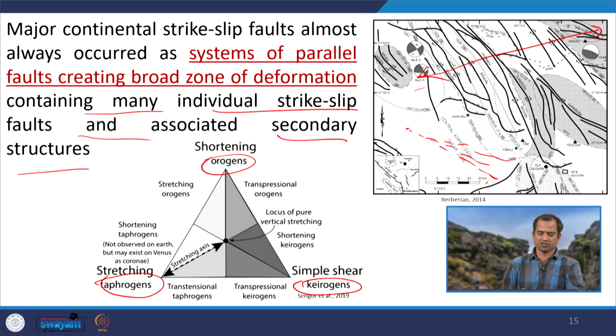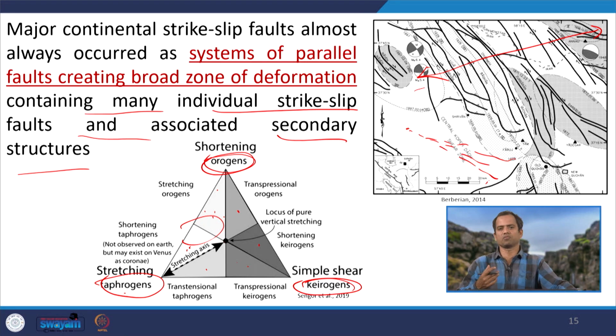and this is the stretching axis. So, you can divide this deformation system into any of these segments depending upon their nature. It may be purely orogenic, or purely kerogenic, or taprogenic, and in between it can be described depending upon whether it is a strike slip component with a normal component, or with a reverse component.